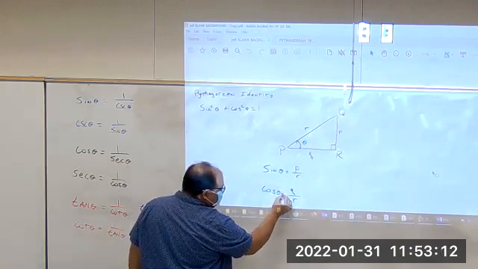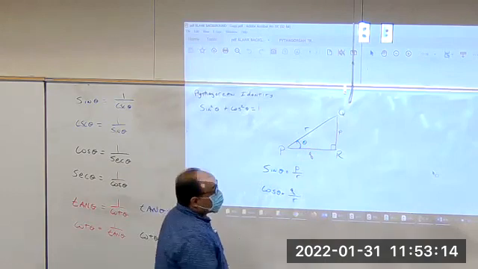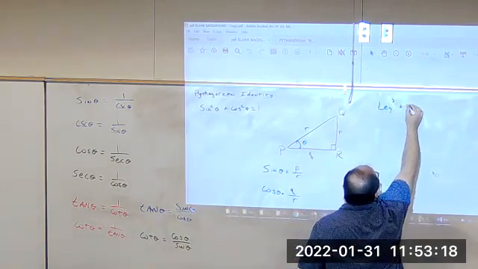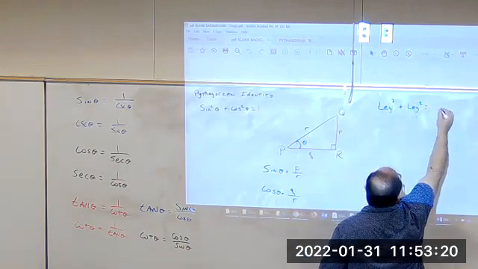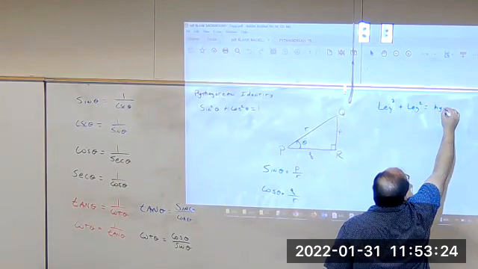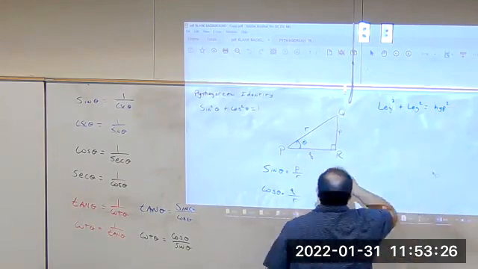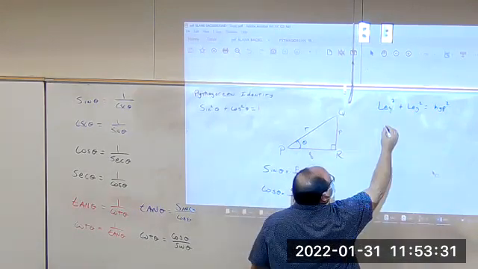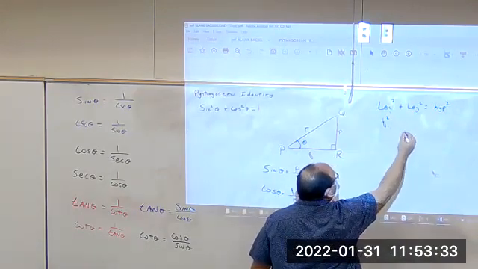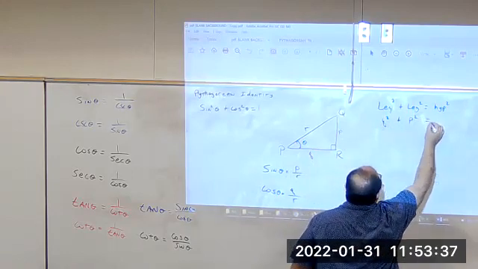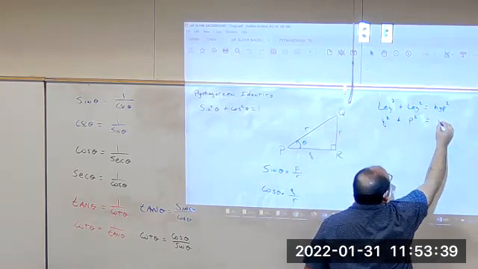According to the Pythagorean theorem, the leg of a right triangle squared plus the other leg of a right triangle squared is equal to the hypotenuse squared. Or in this case, q squared plus p squared is equal to r squared.